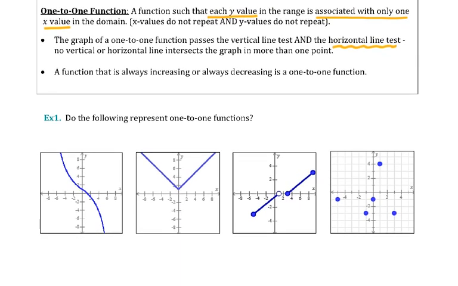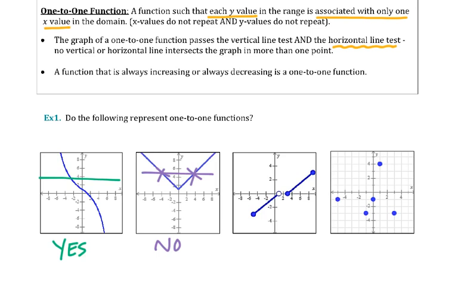Do each of these represent one-to-one functions? So the first one, no matter where I draw a horizontal line, it's only possible for that horizontal line to cross the graph once. So in this case, we would say yes, it's one-to-one. However, the next one, if I drew a horizontal line, it would cross in two spots, not one-to-one.